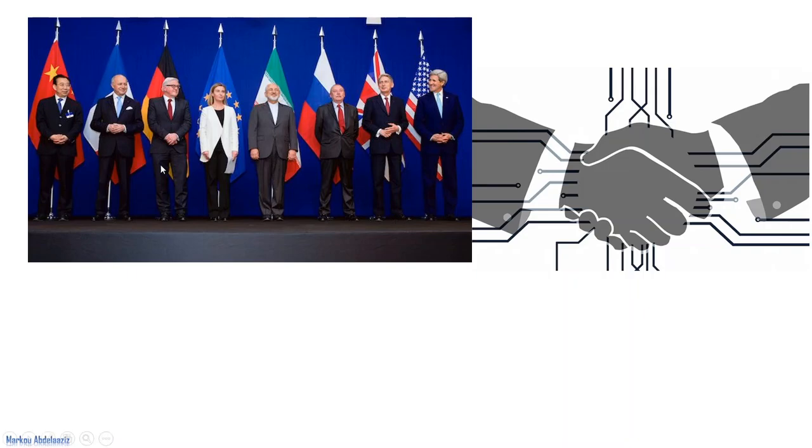Here we have the relationship between different countries, like for example the United States, England, Russia, India. This one is the European Union, Germany, France, China, and so on. So the relationship between different countries, like to have connections, that's what we call diplomacy. Okay, diplomacy.